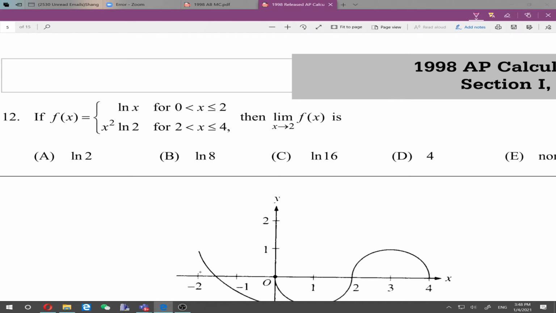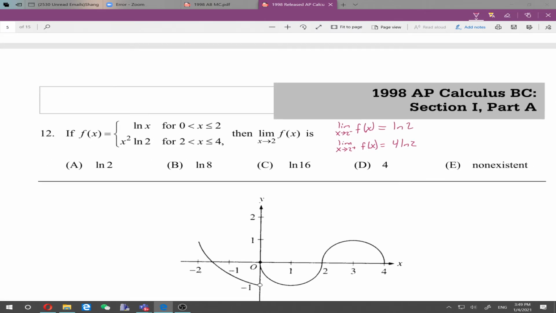So we're going to take the limit as x approaches 2 from the left. What's the limit as x approaches 2 from the left? ln 2. What's the limit as x approaches 2 from the right? 4 ln 2. Okay, so what can you tell me about the general limit? Because the two one-sided limits are not equal to each other. Does not exist. Perfect.